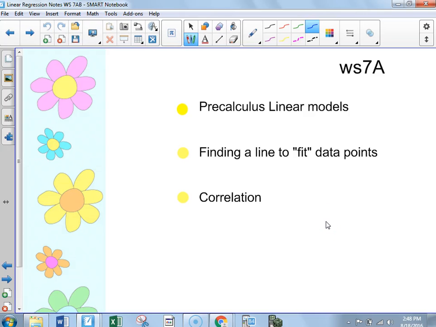All right, guys, so this lesson is going to talk about how to find a linear model to fit some data points, and we're going to talk about correlation.